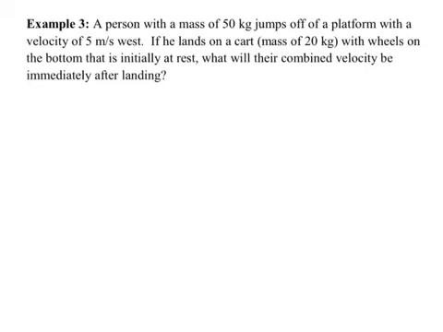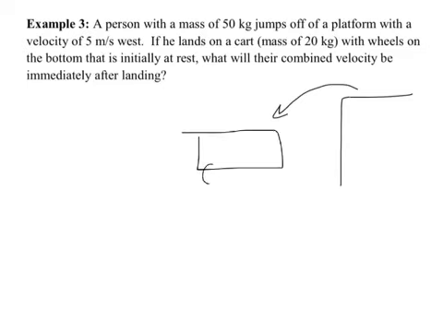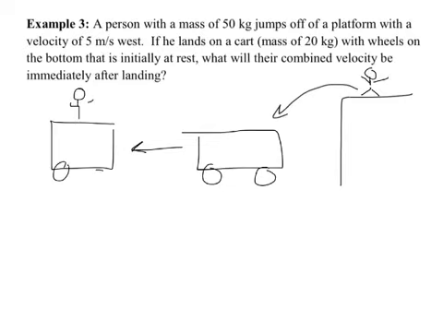So we've got some sort of a platform here. Person is jumping off to the west. If he lands on a cart has a mass of 20 kilograms with wheels on the bottom, and that cart is initially at rest, what will their combined velocity be immediately after landing? So this person is hopping off here just to land in the cart. So once he lands in the cart and the person together are going to move in this direction. So there's going to be a person in the cart now, and they're going to be moving together.